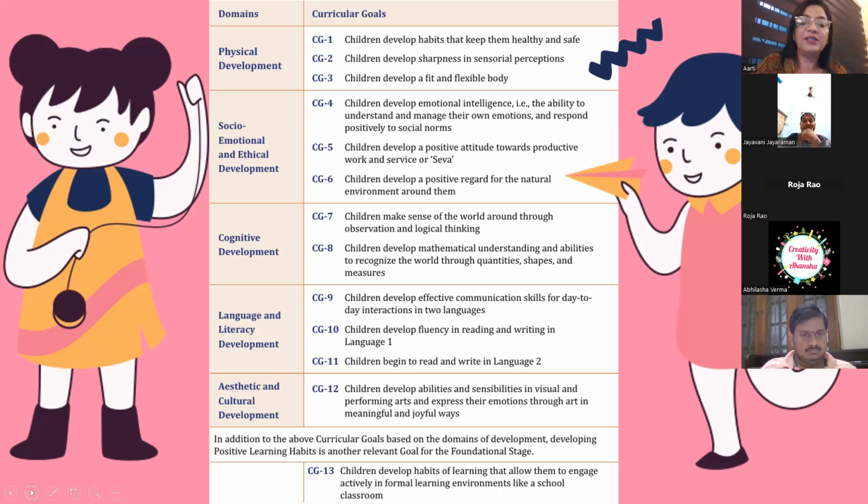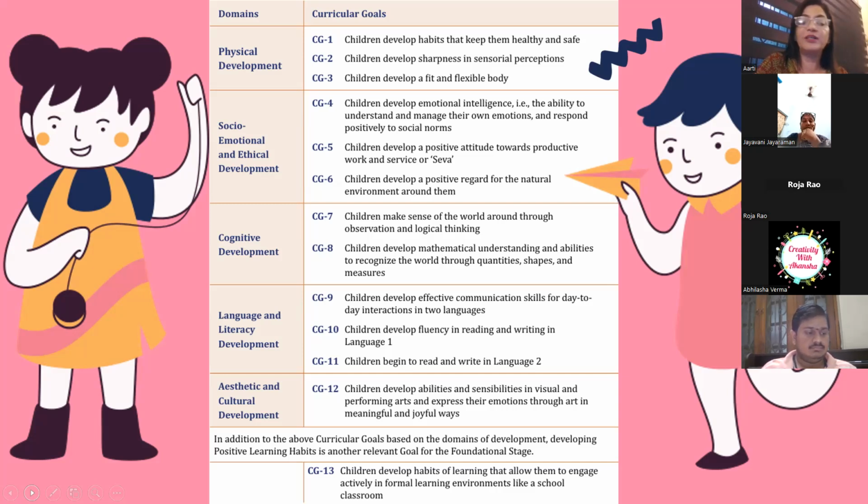Curriculum goal 11, children begin to read and write in language 2. Alongside their primary language, children are introduced to a second language to develop basic literacy skills in it. And then comes aesthetic and cultural development, where children develop abilities and sensibilities in visual and performing arts and express their emotions through art in meaningful and joyful ways. So who doesn't know the art experience of integrating art in our teaching?